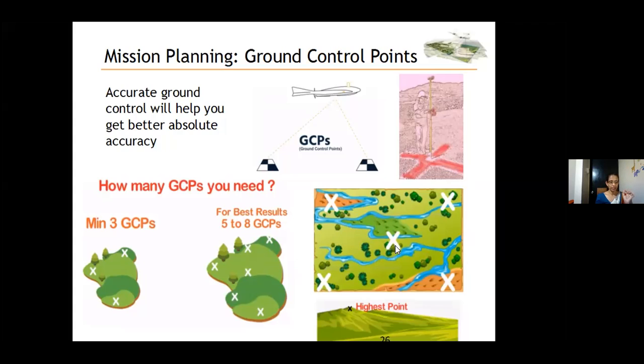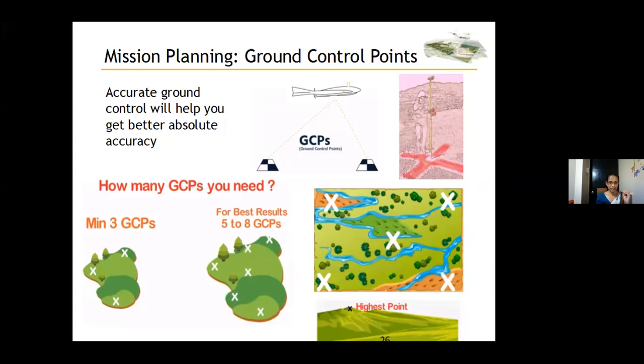A minimum of 3 ground control points is essential for processing photographs, but the recommended minimum is 5 ground control points. Of course, for best practice, you can use 5 to 10 ground control points. If the area is quite large, or for more complex areas, you can use more than that.